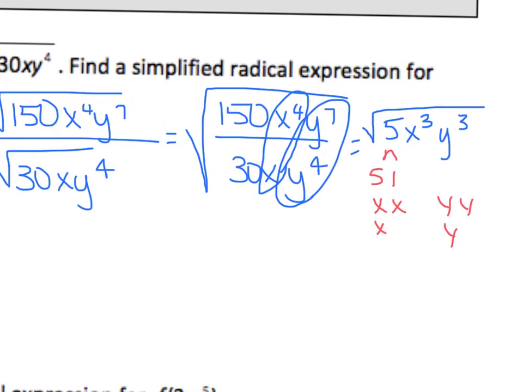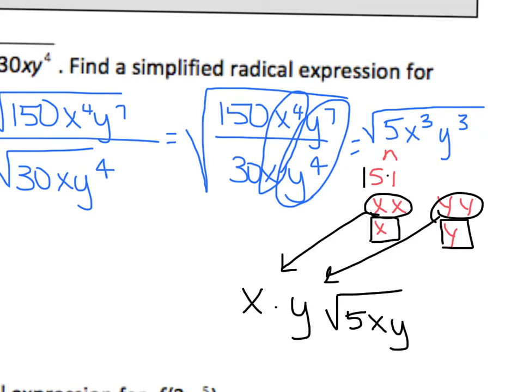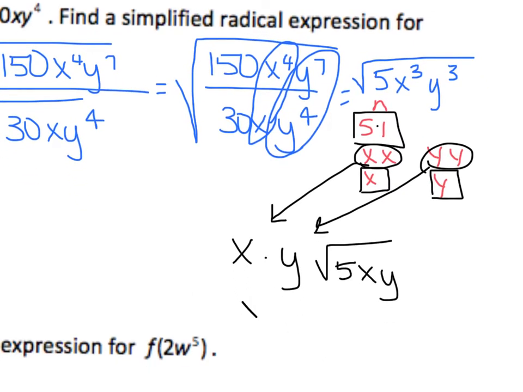So I'm looking for pairs because it's a square root. So I have 1 pair of x's, 1 pair of y's. There's a 5 and a 1 left over. There's an x and there's a y left over. So both of those go back underneath. So you can write this as a final answer of xy square root 5xy.